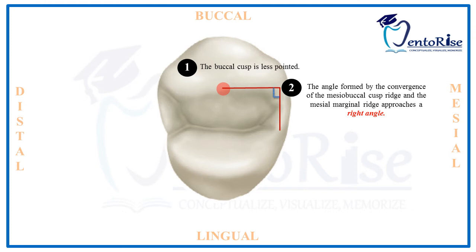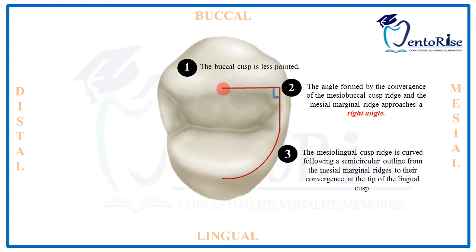Now, from the mesial marginal ridge, move over the mesiolingual cusp ridge and then reach the tip of the lingual cusp. We would observe that the mesial marginal ridge and the mesiolingual cusp ridge form a semicircular outline, that is, they are confluent with each other. Also, while moving the tip of explorer on the tip of the lingual cusp, we would observe that the tip of the lingual cusp is pointed and it is more pointed than the tip of the buccal cusp.